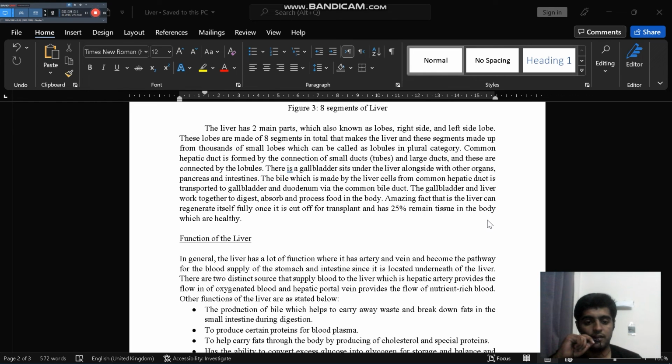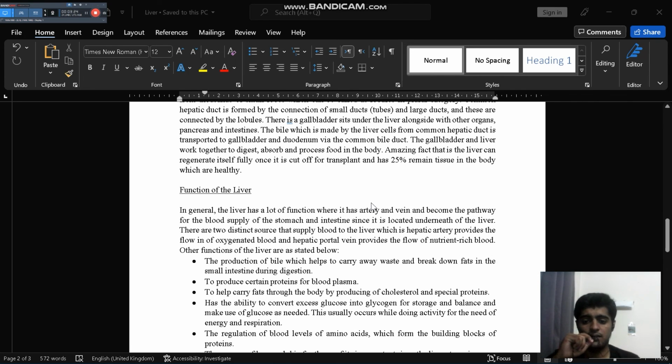And this is an amazing fact about the liver itself: it can regenerate itself fully once it has been cut for transplant. If the liver is used for a transplant and only 25% of it remains, it can regenerate itself back to 100% again.